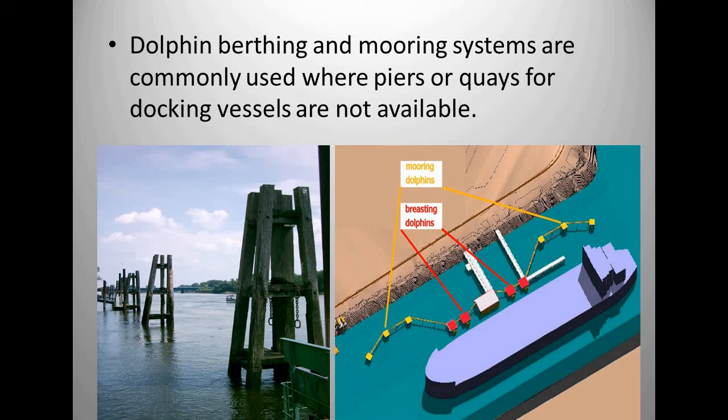So we have 2 types of dolphins here. One is the breasting dolphin, the other one is the mooring dolphin. The yellow one is the mooring dolphin, where the ship is tied to this mooring dolphin by means of rope in order to prevent transverse movement of the berthed vessel. Breasting dolphins are the red squared ones, where all the loading and unloading activities take place.